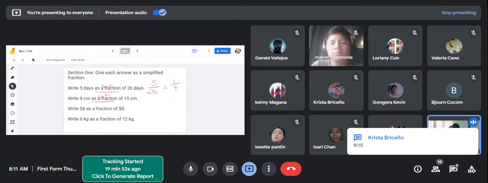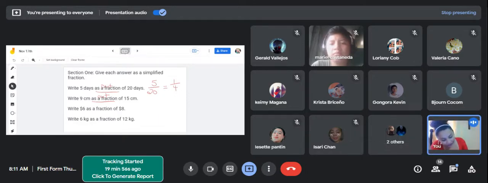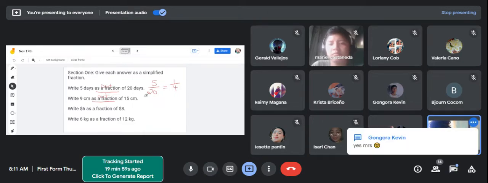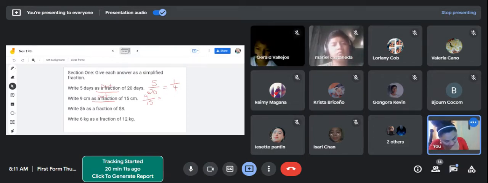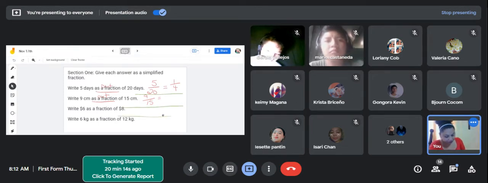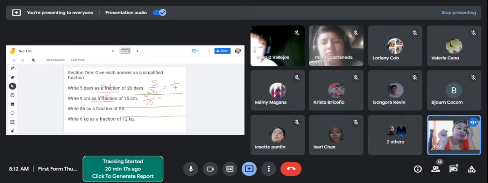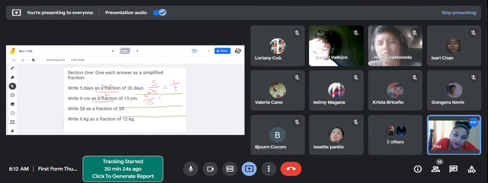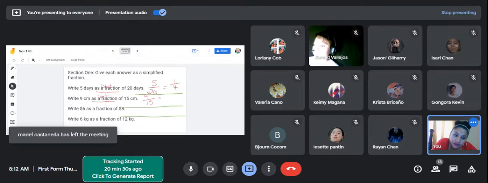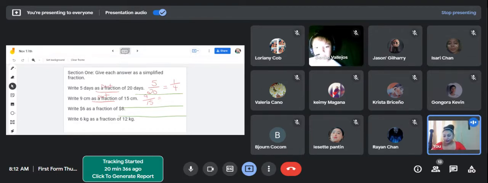Okay, I see Krista has put the answer there. Writing 9 centimeters out of 15 centimeters, I am going to write 9 over 15. I'm going to put the first number over the second number. And if I reduce 9 out of 15, what do you get? If you're canceling, you have to reduce. What number can go into 9 and can also go into 15?